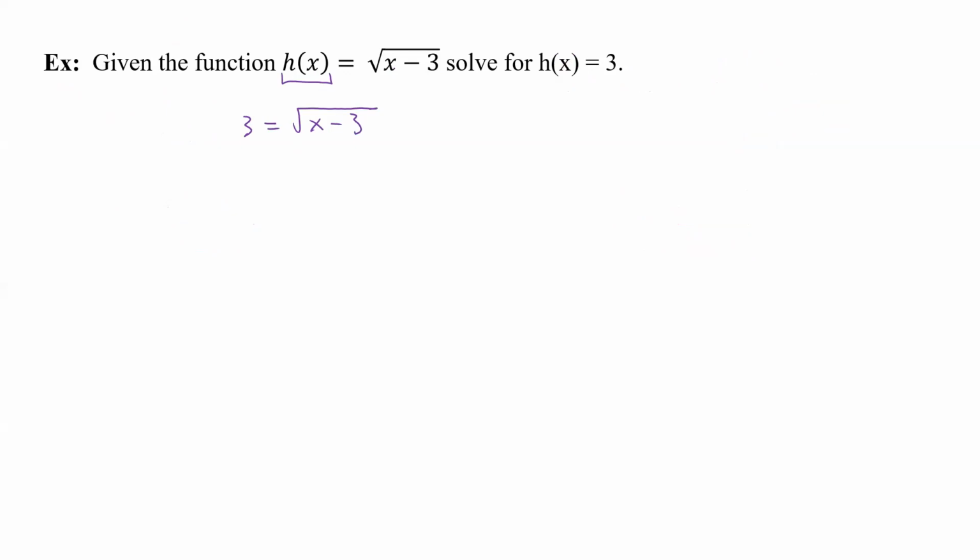And so when we do that, we have to solve for x. Well, to be able to solve for x, we have to get rid of that square root. So we're going to have to square both sides. So 3 squared is 9. And when we take the square root and raise it to the power 2, that just drops it. And so then we have x minus 3. Now we add 3, and so 12 is equal to x.